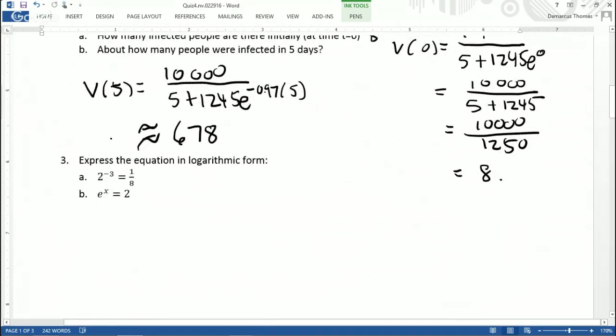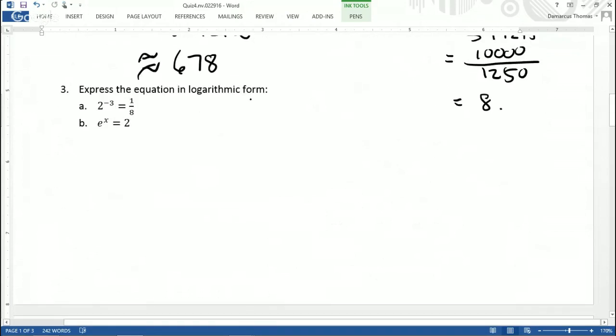Okay, it says express the equation in logarithmic form. And so we needed to rewrite this problem with the base and the power and all of that. And so we have log base 2 of 1/8 is equal to negative 3. And so there it is. We have it in exponential form, and this is the logarithm form.